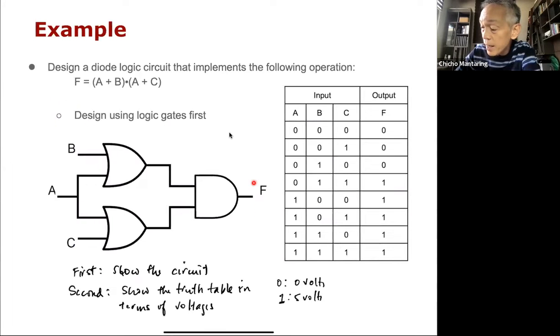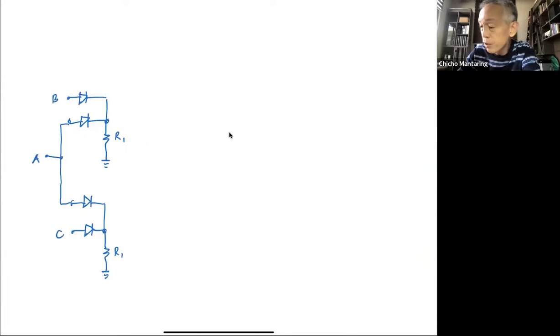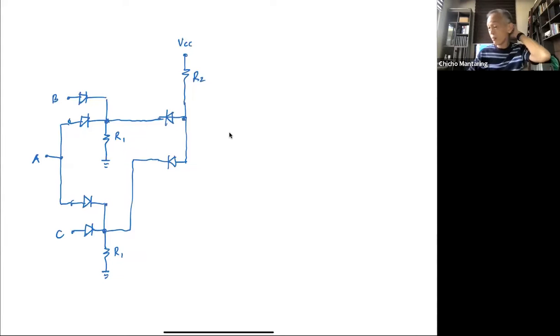Okay, then I have a two-input AND gate. So ano yung diode logic natin sa AND gate? Let me call this R2. Let's say I feed this with VCC. Okay. So yung output ng isang OR gate papasok sa input ng AND gate, and then yung output dito sa OR gate na to papasok dito sa AND gate. So essentially that's the solution.